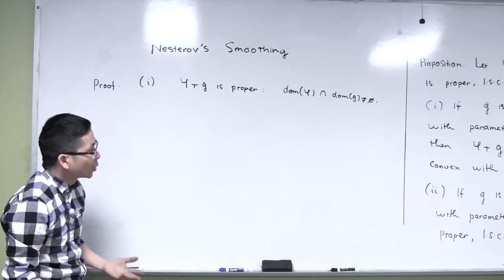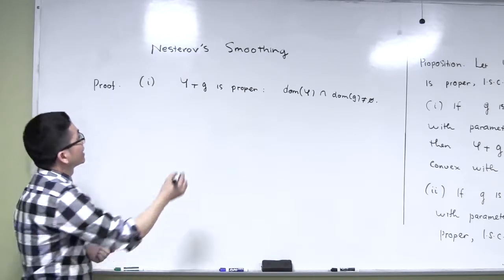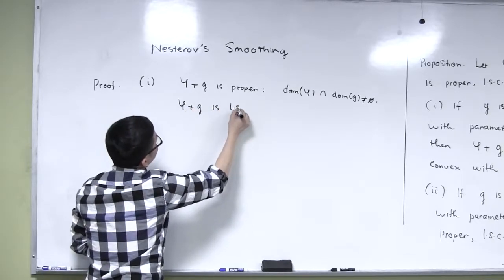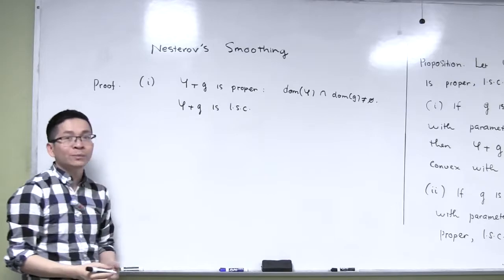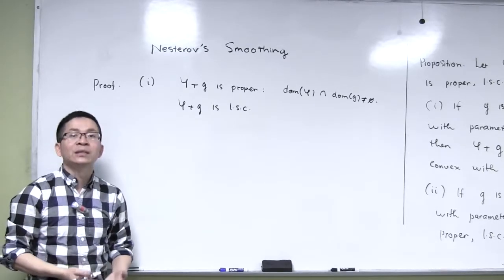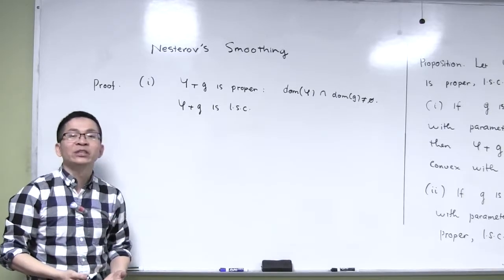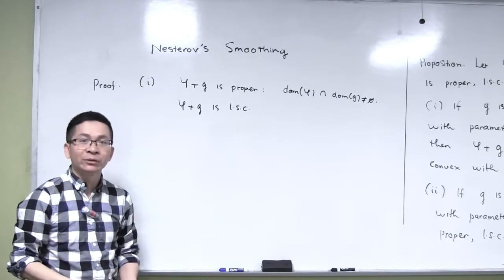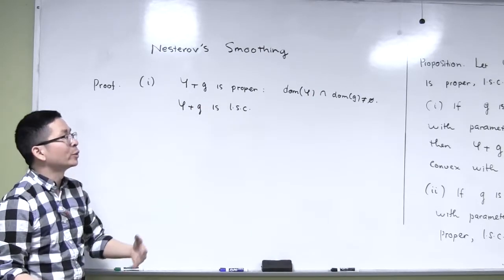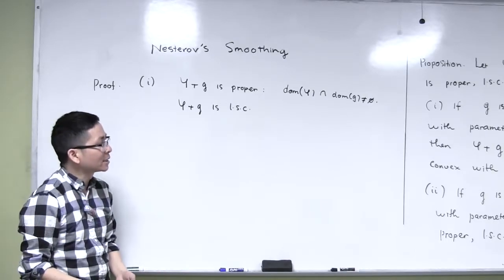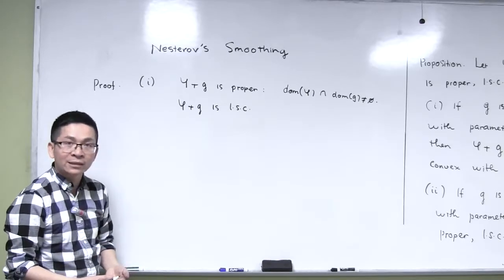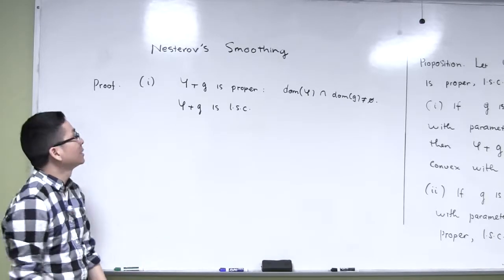And how come the sum is lower semi-continuous? This is also well known because the sum of two lower semi-continuous functions is a lower semi-continuous function. You can watch my video lecture on lower semi-continuity to find out more about it. Okay. Next, we are going to prove the main part, that is the sum of phi and g is strongly convex. How come that is true?